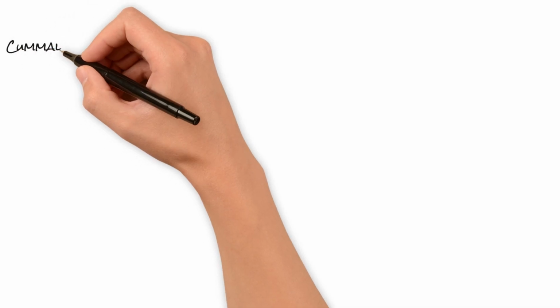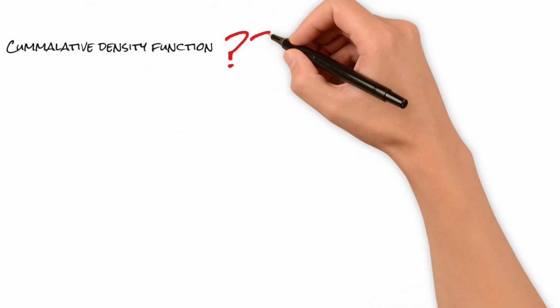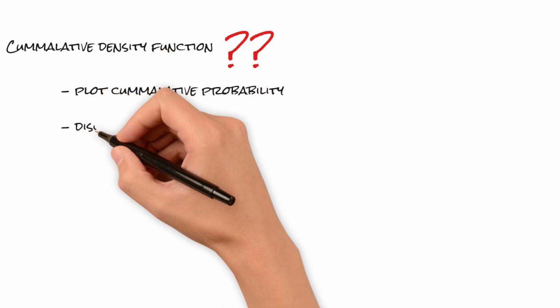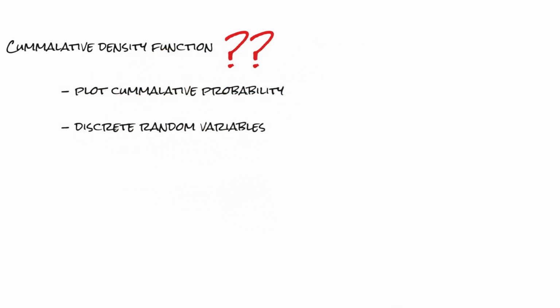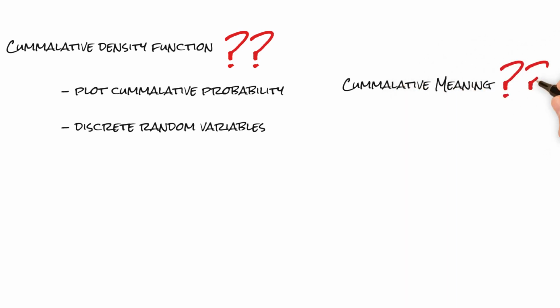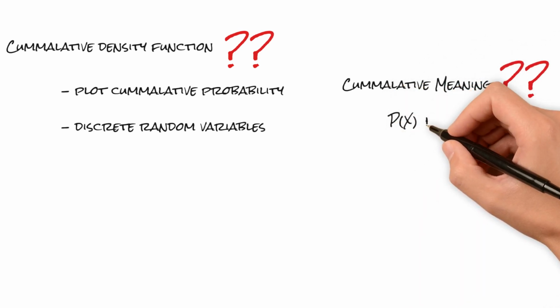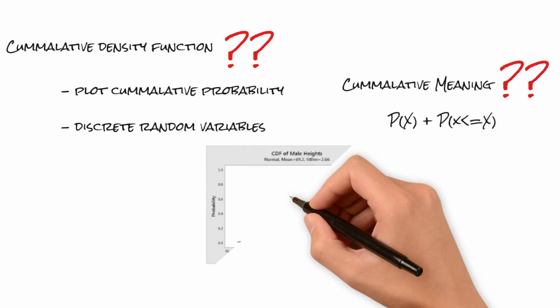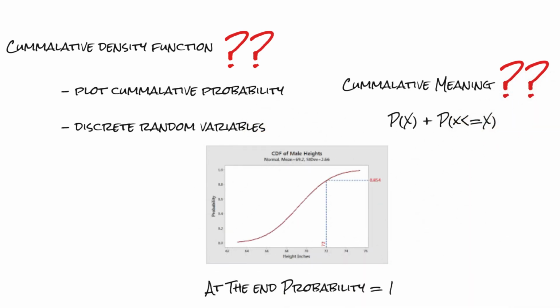But before concluding, let's also talk about the cumulative density function or CDF. It's used to plot the cumulative probability of discrete random variables. The CDF is cumulative, meaning it incorporates the probability of x plus the probabilities of all smaller values. At the end, the probability reaches 1, representing total probability.